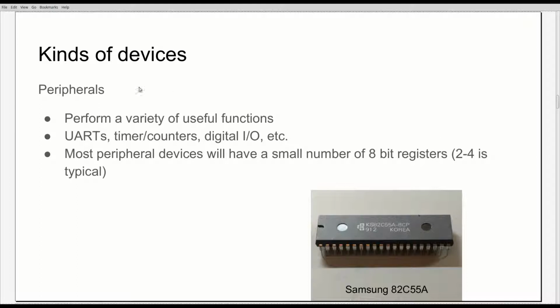Another important category of devices are peripheral devices, and there are a variety of types of peripheral devices that provide different functions to the system. Examples include UARTs, which allow serial communication, timer counter chips, which are useful for generating periodic and one-shot timing events, and digital I/O, allowing the system to communicate with external devices like switches and control other kinds of circuits. In general, peripheral devices are characterized by having a relatively small number of storage locations that are used as registers. 2 to 4 is pretty typical. So here's one chip that I've used, which is the 82C55A peripheral expander that gives you 24 general purpose digital inputs and outputs.